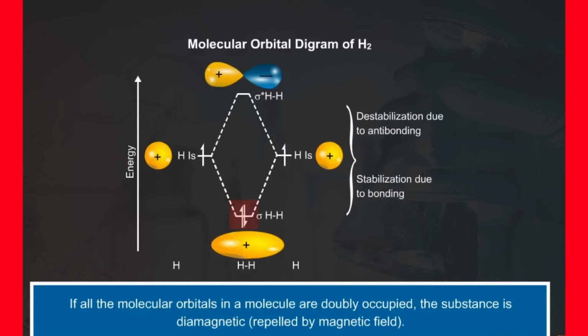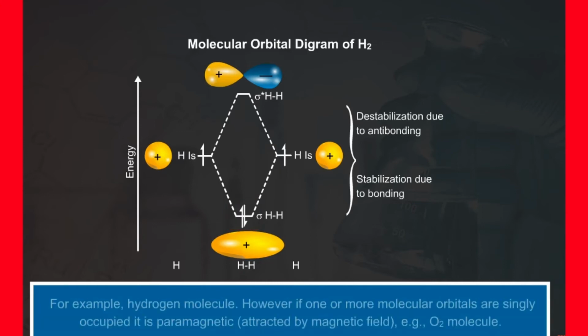If all the molecular orbitals in a molecule are doubly occupied, the substance is diamagnetic, repelled by a magnetic field. For example, the hydrogen molecule. However, if one or more molecular orbitals are singly occupied, it is paramagnetic, attracted by a magnetic field. Example, the oxygen molecule.